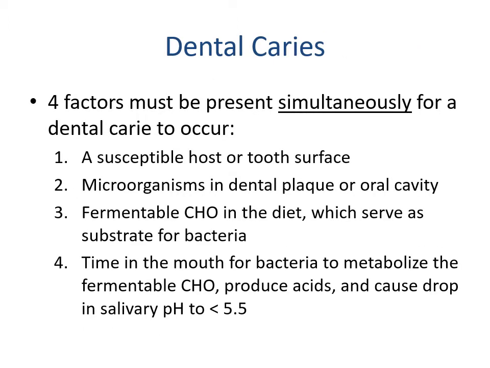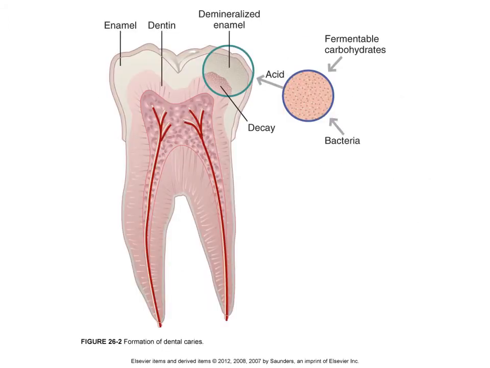For cavities to occur, 4 factors must be present. We need a susceptible host or tooth surface, microorganisms in the dental plaque or oral cavity, fermentable carbohydrates in the diet which serve as substrate for the bacteria, and time in the mouth for bacteria to metabolize the fermentable carbohydrates, produce acids, and drop the salivary pH to less than 5.5. So the concern here is that, over time, this acid is going to eat through the enamel into the tooth.